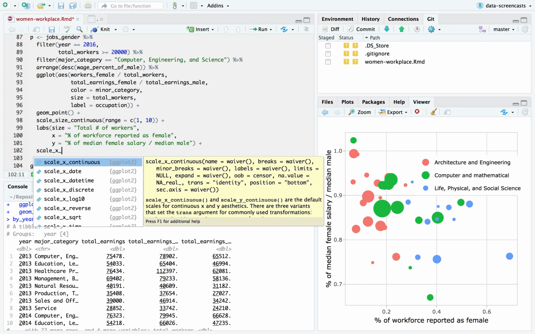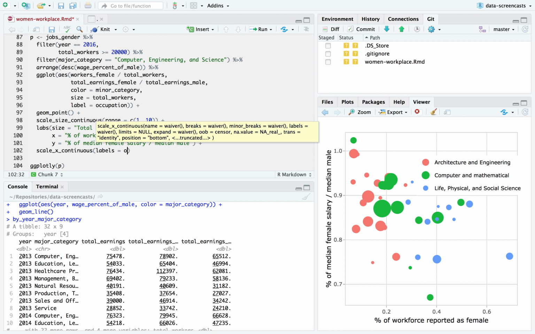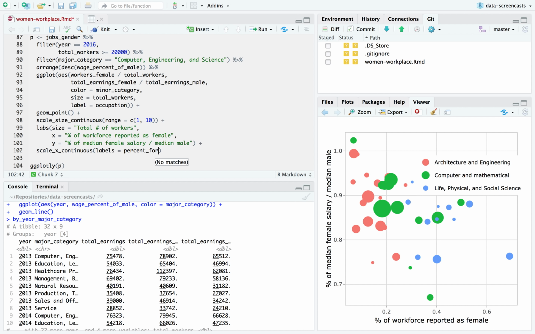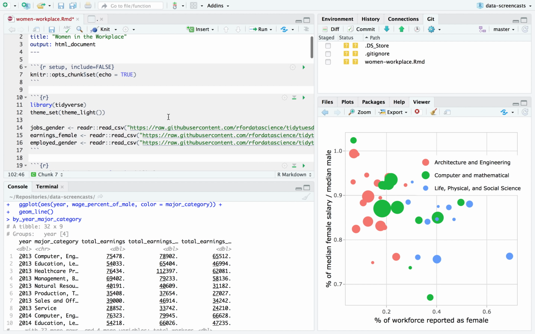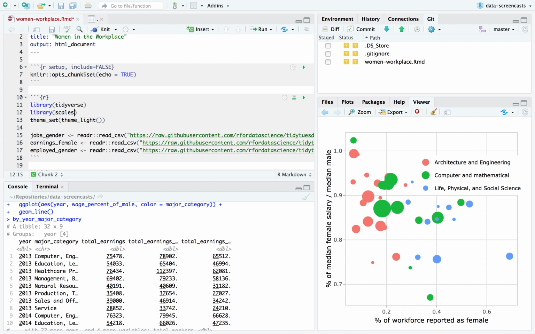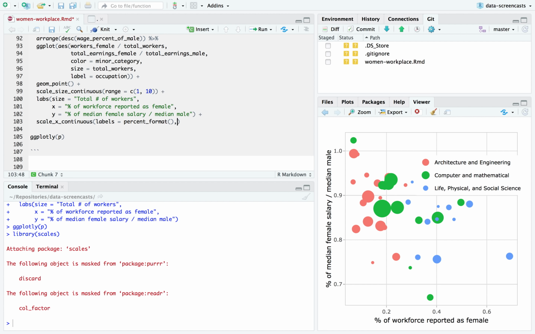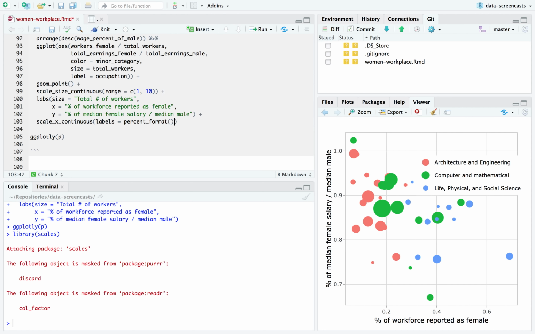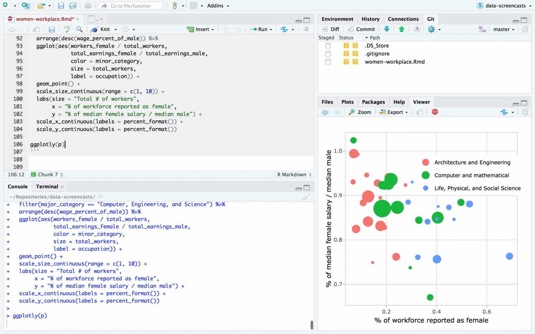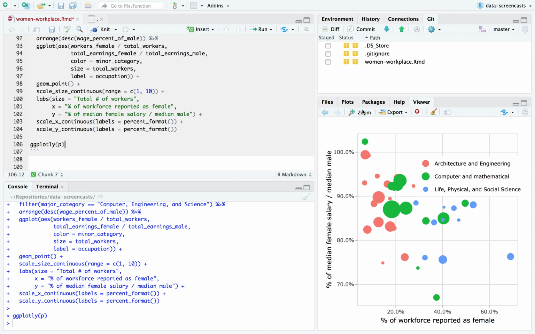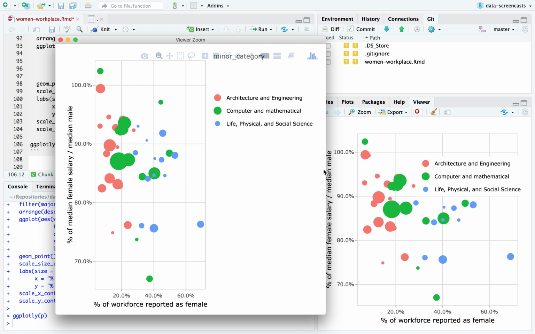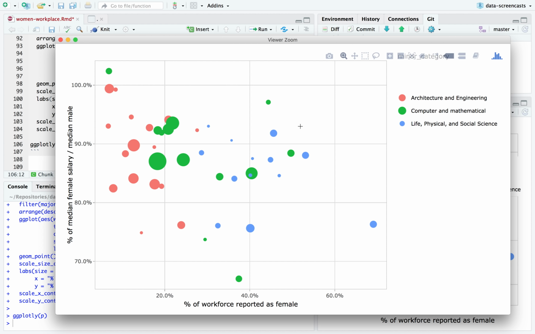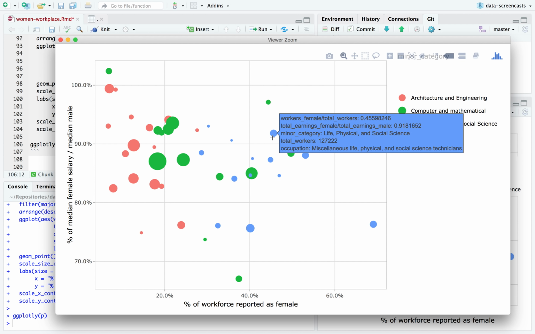Let's see. Okay, I'm also going to add a few more. I'm going to clean this up a little bit and say labels equals percent format. I'm going to do library scales up here. Scale on X and on Y. It still doesn't show up on the tooltip. I actually don't know my way that well around Plotly.